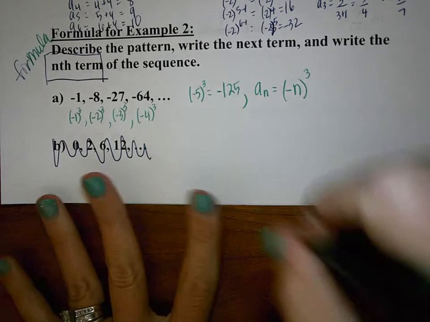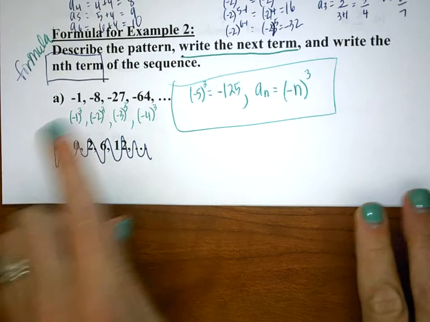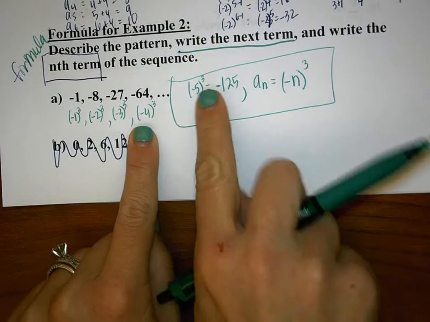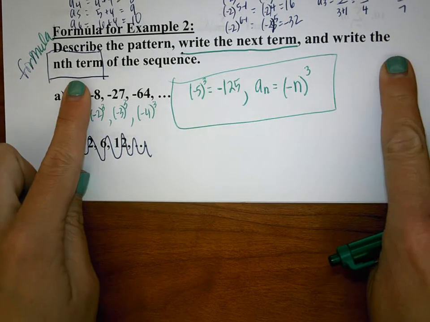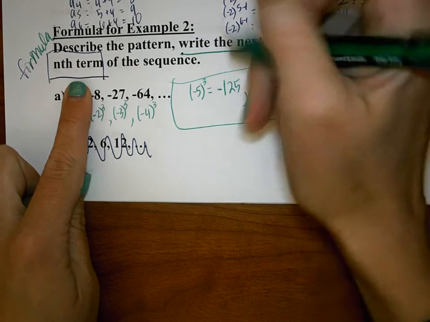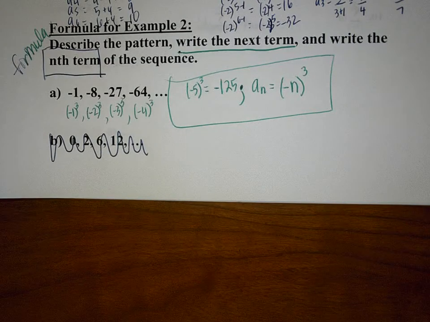So this is my whole answer. They asked me to write the next term. So if this was negative 4 cubed, my next term is negative 5 cubed. And then they asked us to write the nth term, which is my formula, which is right here. So we had two separate parts to our answer. Do we have questions? Okay, moving on. Oh, are we good?